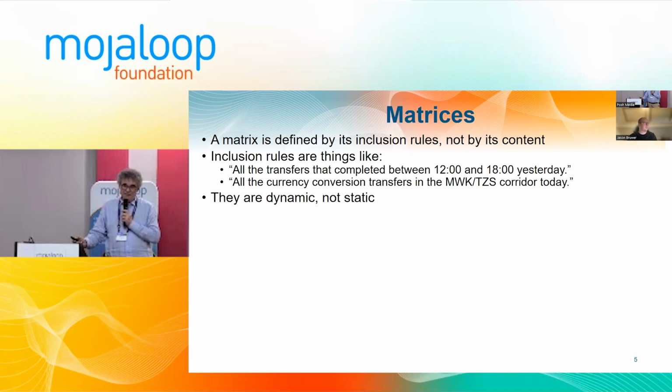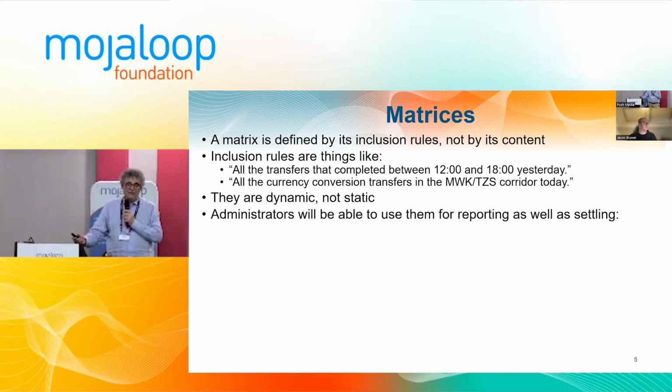They're dynamic, not static. You can define a window before there are any transfer batches to go into it, and the system will assign those batches to that window automatically as you go, so that you can look at that matrix at any point over the course of the year and see which batches are in it currently. And if you look at it half an hour later, there'll be more batches in it. And administrators, we expected, will be able to use them for reporting as well as for settling. Again, you'll be seeing that in the demonstrations a bit later on.